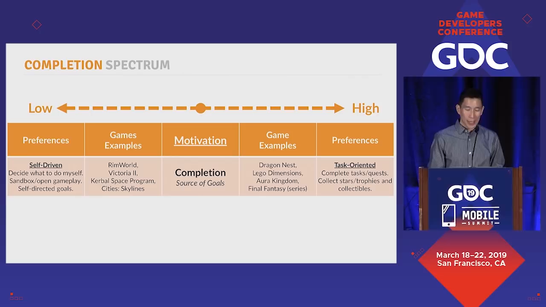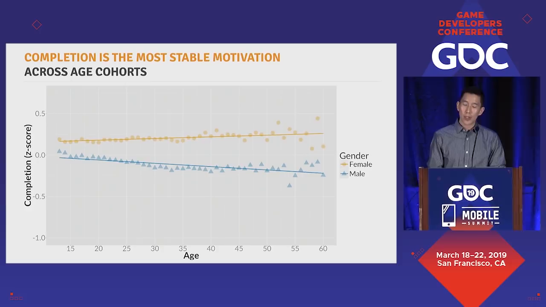Completion, we've mentioned this before, I think. Completion is the most age-stable motivation in our model. It increases ever so slightly among women over the age span, and it decreases ever so slightly among men over the age span. So as people get older, the gender difference gets a little wider. But overall, it's the motivation in our model that changes the least over age.